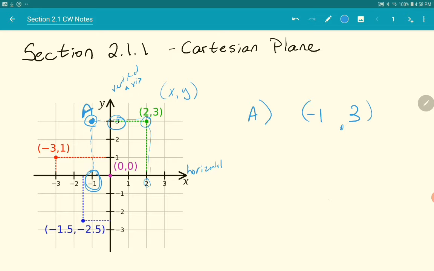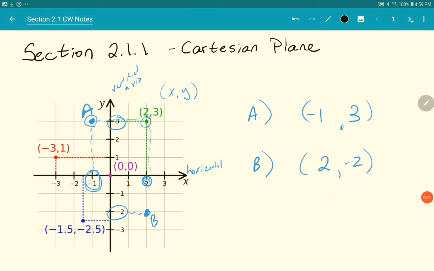Let's see, what if I had one over here? Then notice my x is actually positive. Let's call this B. B is a +2, and then x is a -2. So watch those signs.